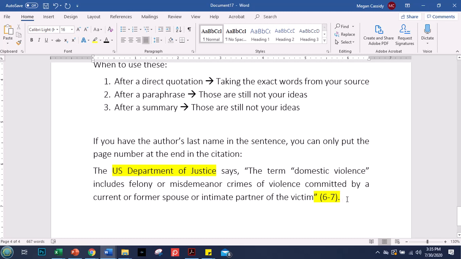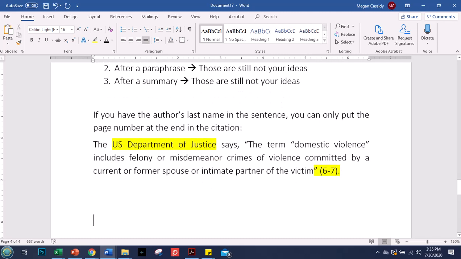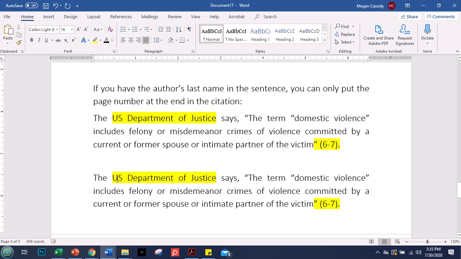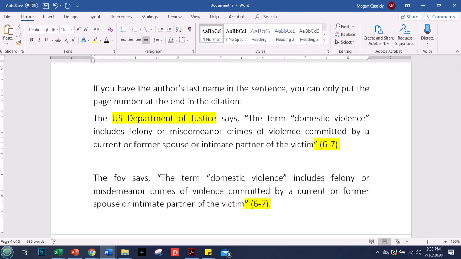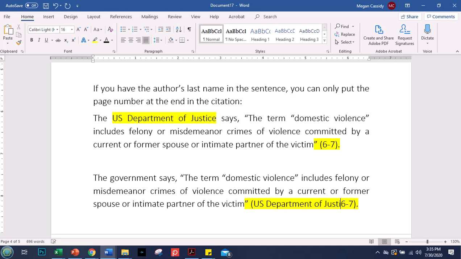Here is the problem with this. If you don't have this in, then you do it the way I just showed you. So if you just say the government says, and you're not naming them specifically, this is how other people will teach you to do this. Okay. Now, the problem is this.